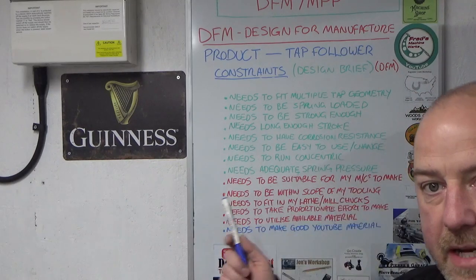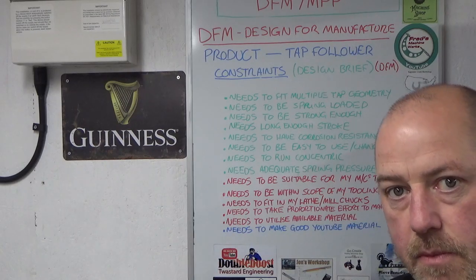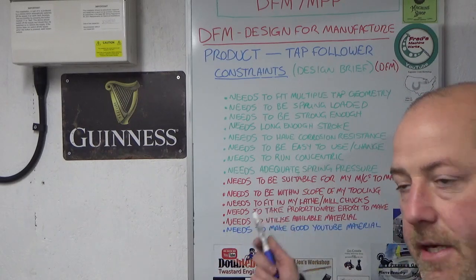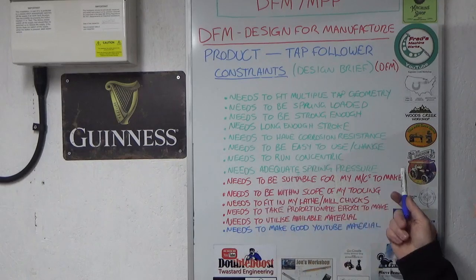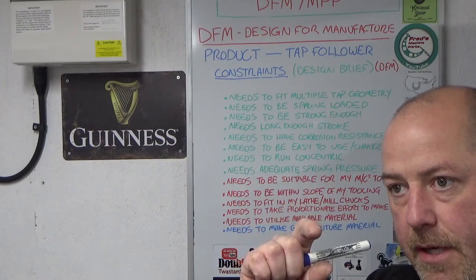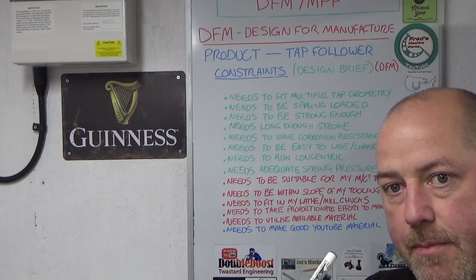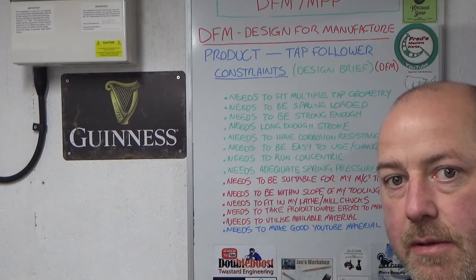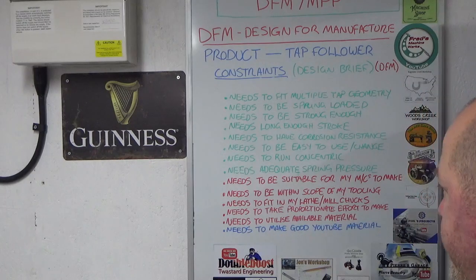It needs to run concentric-ish. We don't know what that needs to be yet, we'll get into that when we get into the design. And it needs to have adequate spring pressure so that when you do put it under spring load, it's strong enough to hold the back of the tap in position, so it's not all wishy-washy. So it needs to have a strong enough spring to do that.